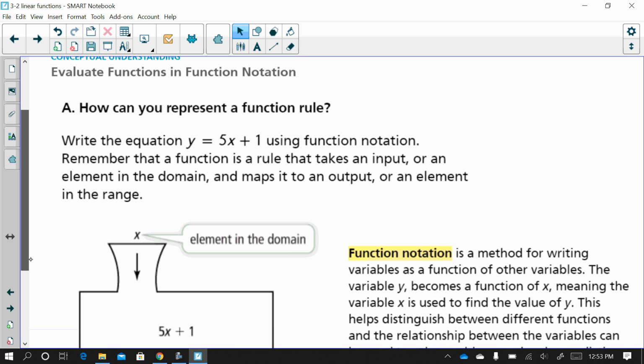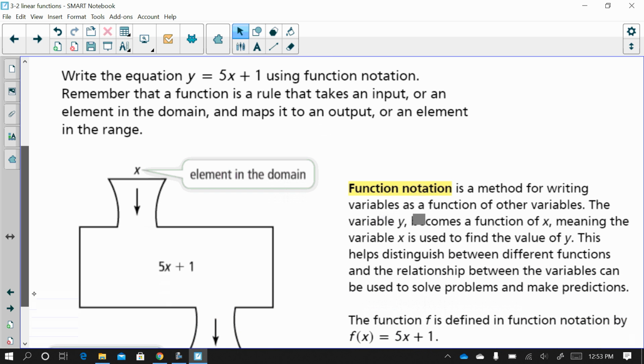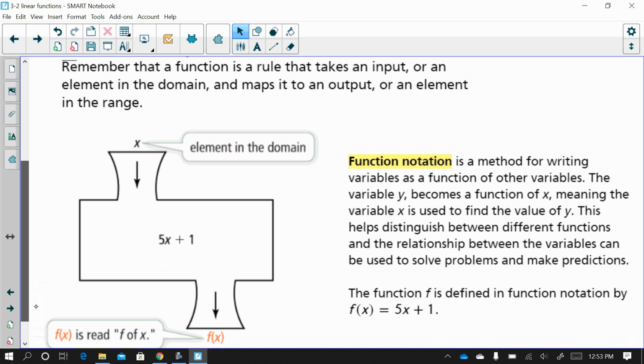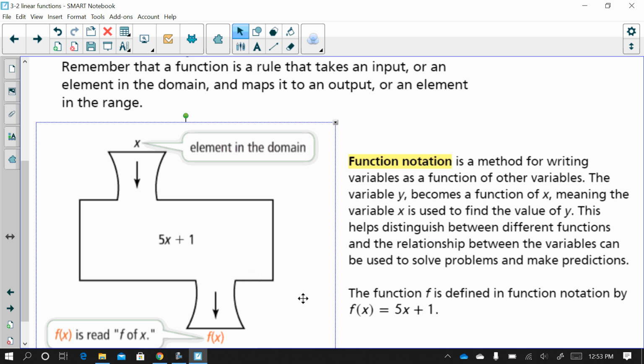Okay, so a lot of books like to represent function notation as a function machine. We put this input in, it goes through the machine, so it goes through the rule, and then it comes out as the output. So function notation is a method for writing variables as a function of other variables. So this is saying the variable y becomes a function of x, meaning y depends on what x is, which means the variable x is used to find the value of y.